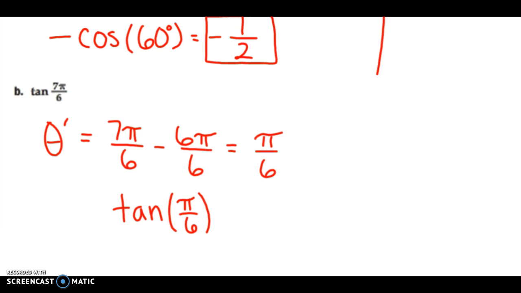And in the third quadrant, our tangent is going to be a positive answer. So tangent of pi over 6, if you look back to your table, it's going to be the square root of 3 over 3.